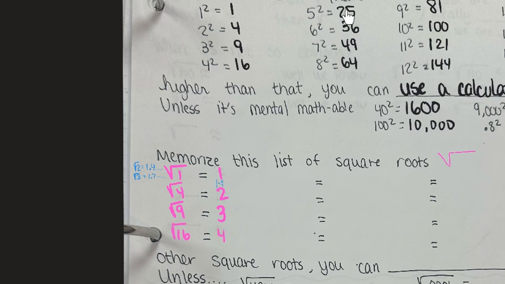Now I'm going to use this list, 25, 36, 49, 64. These are going to be the answers. So these were the questions and these were the answers. Now these are the questions and these are the answers. All right, so the square root of 25 is 5. The square root of 36 is 6. The square root of 49 is 7. The square root of 64 is 8.